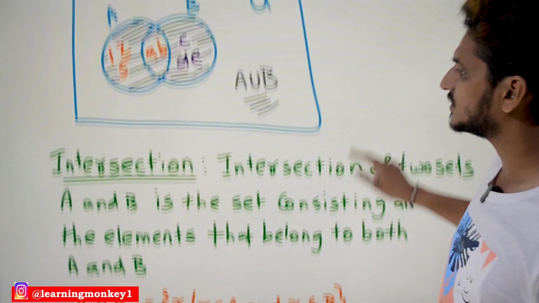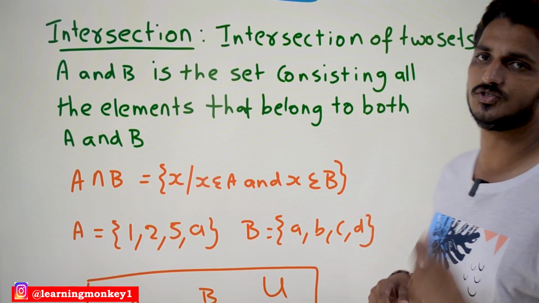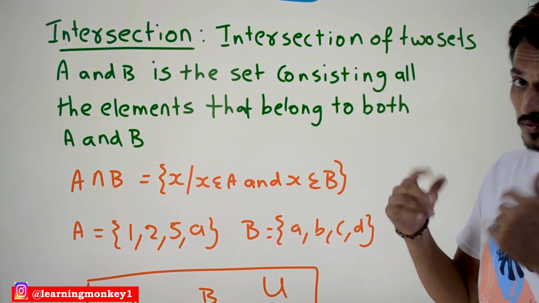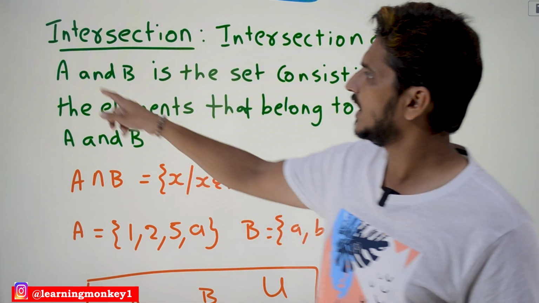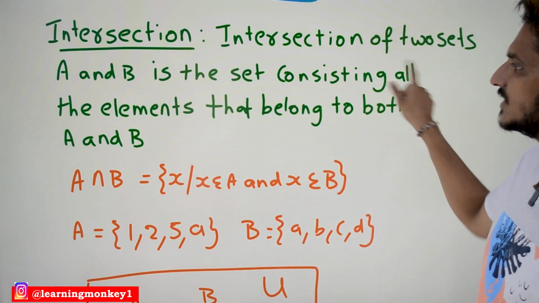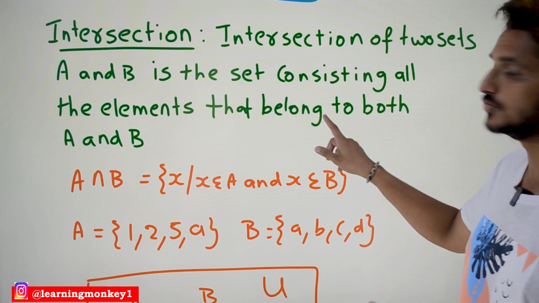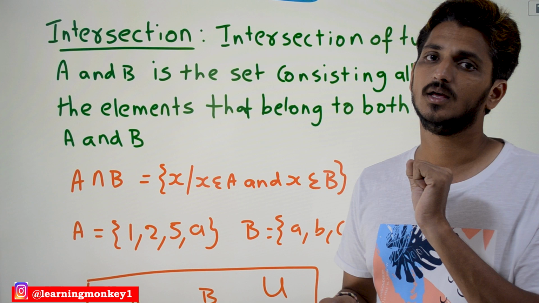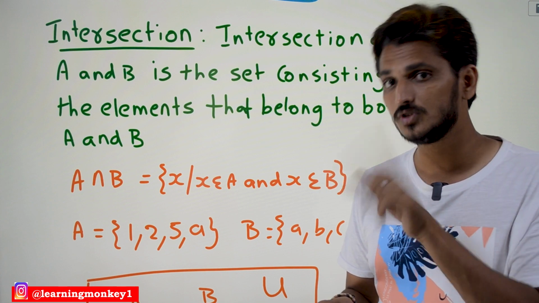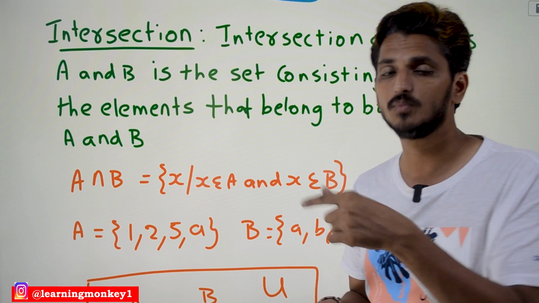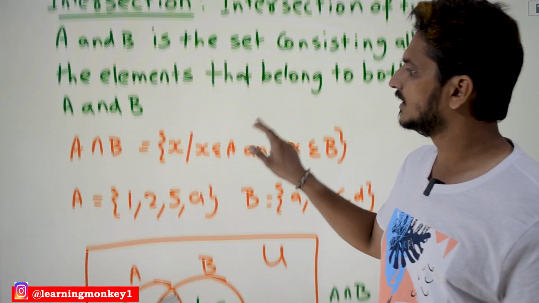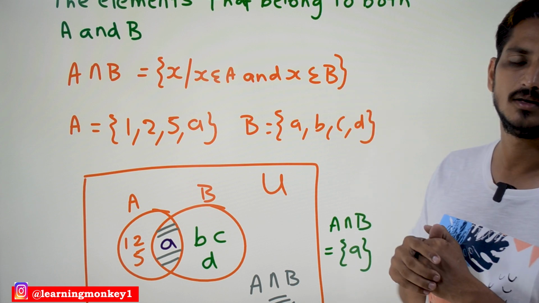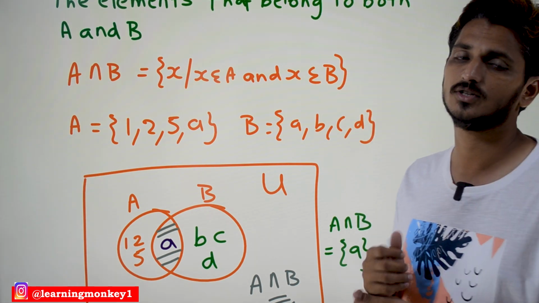Now coming to the next operation, set intersection. The intersection of two sets A and B is the set consisting of all the elements that belong to both A and B. It means we have to write the common elements. If you pick any element, it should belong to A and it should belong to B. We write it like this: x belongs to A and x belongs to B. Then we take it as an intersection element.